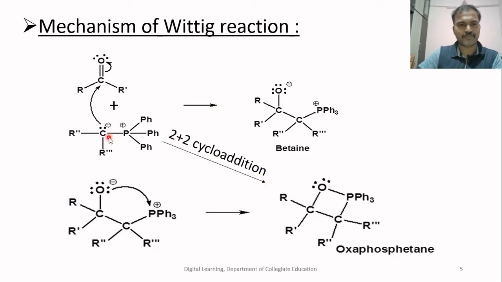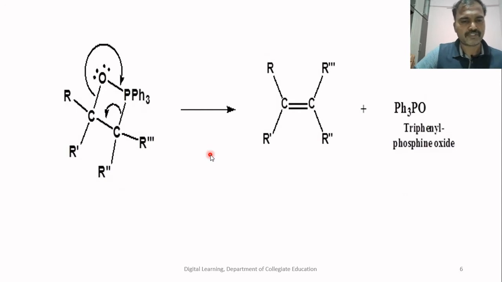Just observe this one. The carbon and the phosphorus of the phosphonium ylide are involved in the ring formation with the carbon and oxygen of the carbonyl compound. This is called an oxaphosphetane. The next step is the reverse of the 2 plus 2 cycloaddition. Thereby, the four-membered ring breaks up in this manner to give an alkene and triphenyl phosphine oxide. The driving force for this step is the stability of triphenyl phosphine oxide.